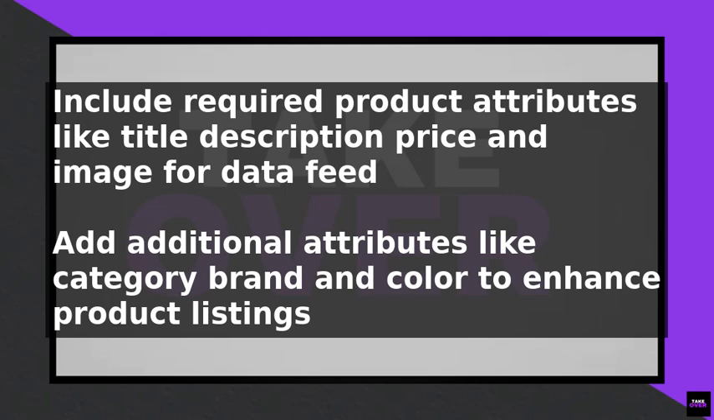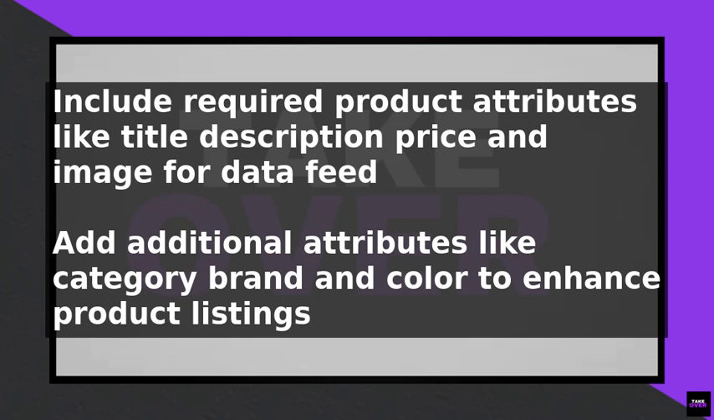Once you have set up the product data feed, you need to configure your shipping and tax settings. Accurate shipping and tax information is essential to ensure that your customers receive accurate pricing and delivery estimates. You can set up different shipping rates and rules based on location, weight, and other factors.